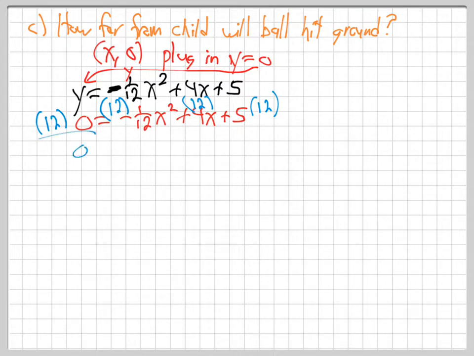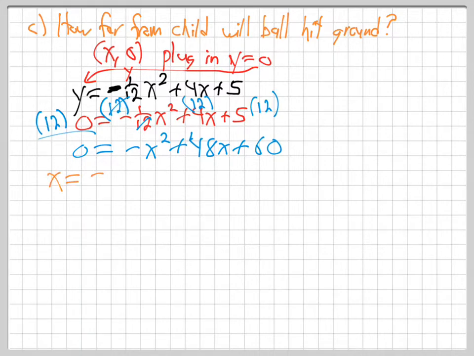12 times 0 is just 0. The 12s cancel here. We get minus x squared. 12 times 4 is 48x. 5 times 12 is 60. There we go. So now we're going to plug into the quadratic formula.